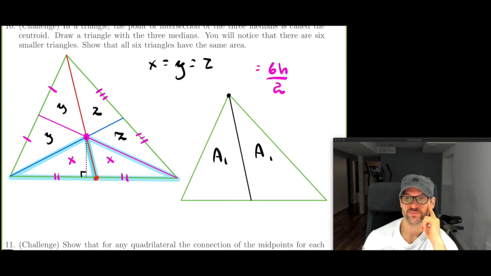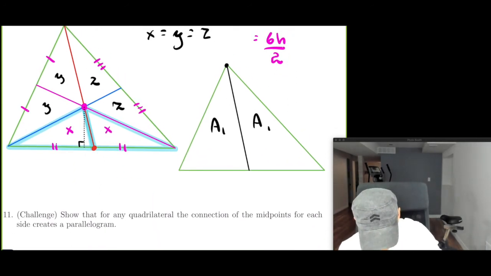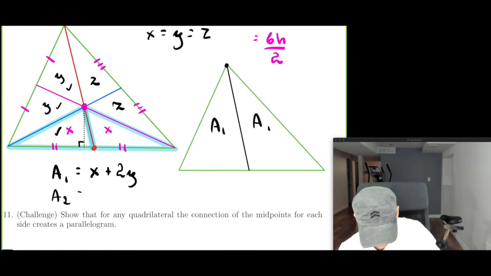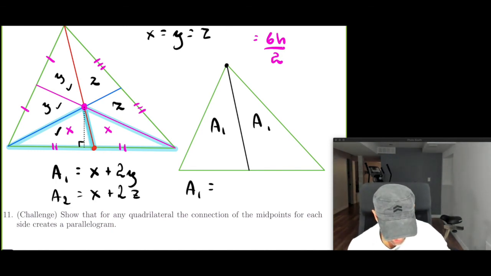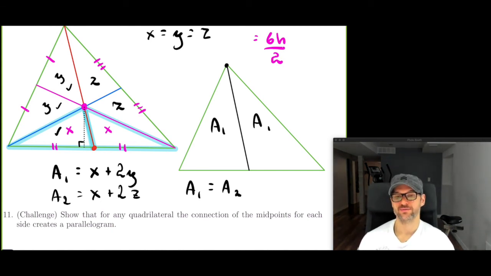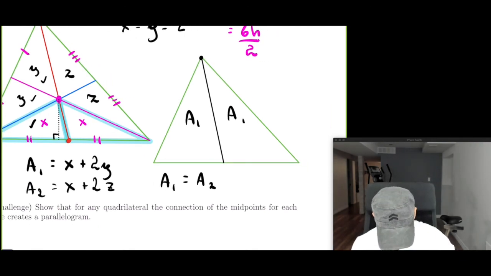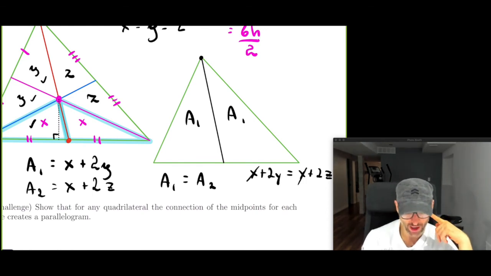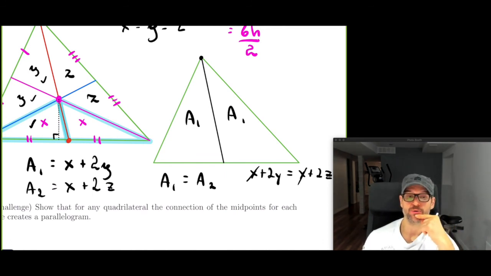Now, if you know this, notice that area 1 is equal to the area of X, so that's right here, plus 2y, because there's two y's. And area 2 is equal to, again, X plus 2z. Now, these two are equal. So if you equate these, you get X plus 2y is equal to X plus 2z. Notice the X and the X will cancel on both sides, and you have 2y is equal to 2z, which means that y is equal to z.